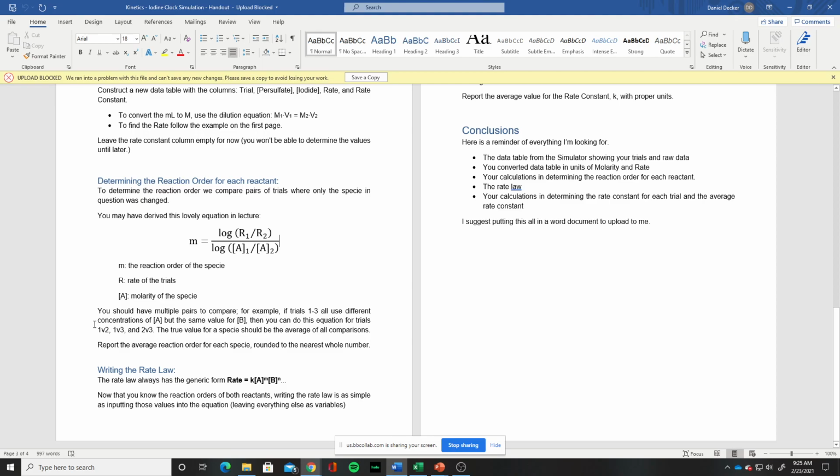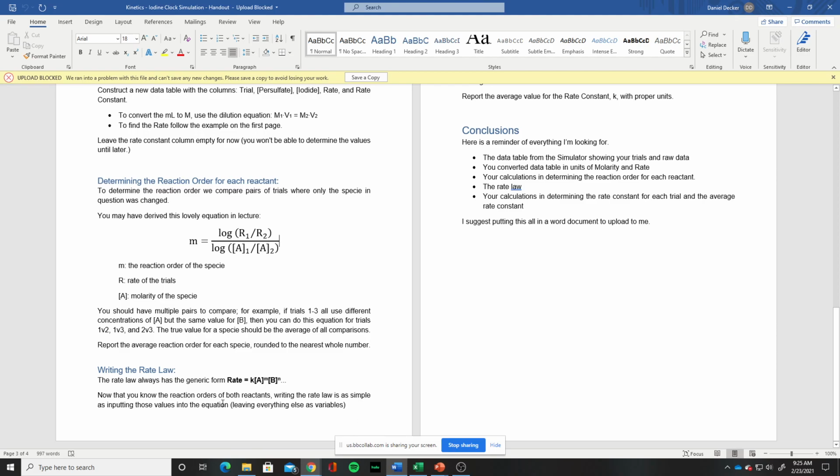So, like I said, you should have 3 for each of them. 3 comparisons to make there. Writing the rate law. The rate law always has the generic form: the rate is equal to k times the concentration raised to some coefficient.